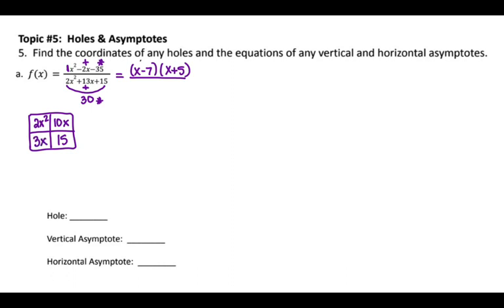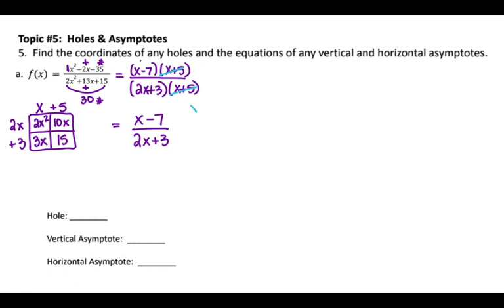Going to pull out the GCF, start with my columns. This one has an x in common. This one has a 5 in common. My row has a 2x in common and a 3 in common. So my factors are 2x plus 3 and x plus 5. Now I am going to simplify, so I notice my x plus 5s are going to cancel out. And anytime I have factors that cancel, that is going to leave me with a hole.